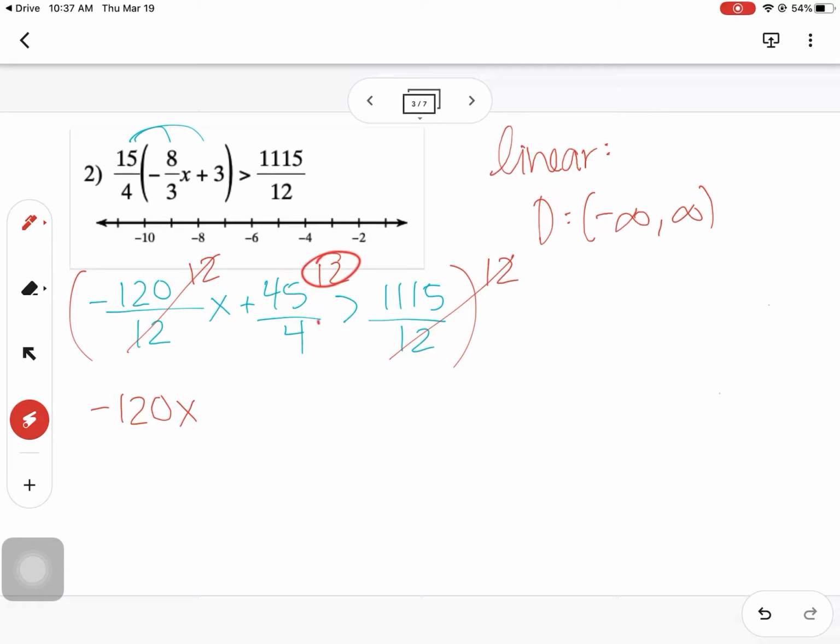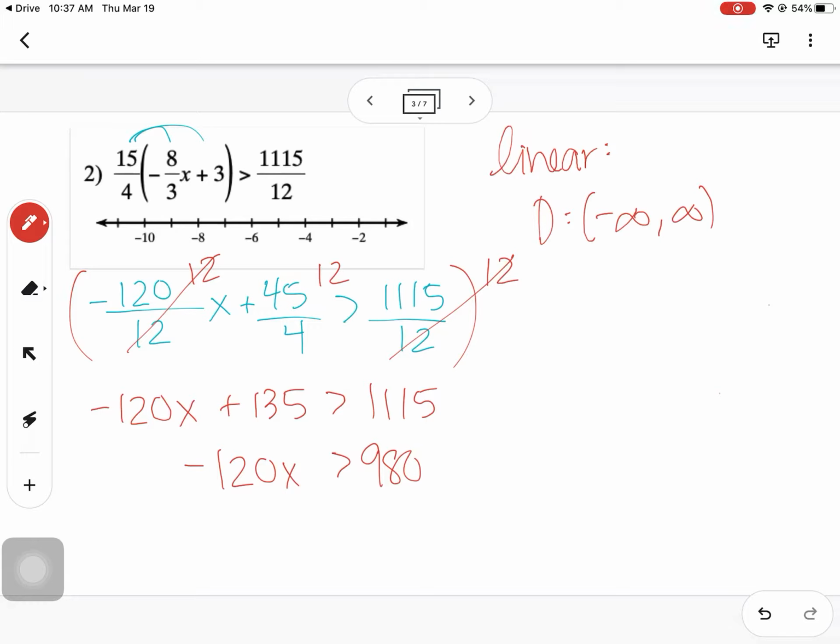What I always do with this next one is I do the division first. 12 divided by 4 is 3, so I'm really just doing 45 times 3 is 135 is greater than 1115. While my numbers are big, it's nothing we can't handle. 1115 minus 135, sorry, gives me 980. We're going to divide by this negative 120, and we get negative 8.1667. And again, our inequality flips.